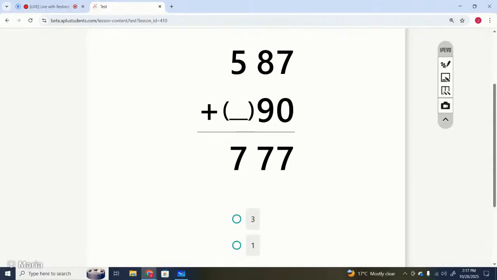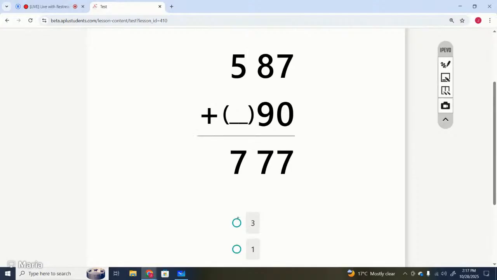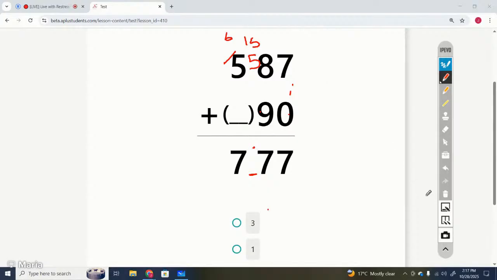7 plus 0 is 7. 8 plus 9 is 17. Write 7 and carry 1. 5 and 1 is 6, and 1 more is 7. So that is 1. The missing number is 1.